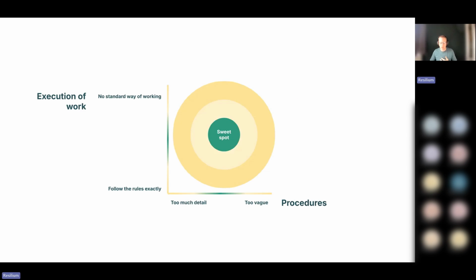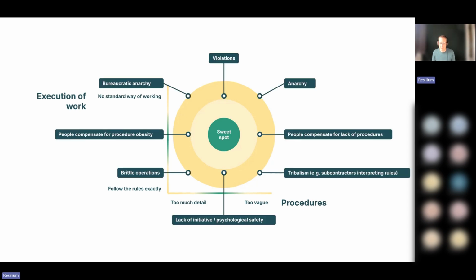The trouble starts when these two are not aligned. Of course you have some sweet spots for each type of work, but then there are areas where they're not in sync with each other, and I've tried to give some words to these areas. For instance, people follow the rules exactly, but the procedures are written very vaguely. That might be a tribalism situation, where subcontractors start interpreting the rules and follow them exactly. And a nice one, I think: if you have too much detail and everybody follows the rules exactly, you get very brittle operations.